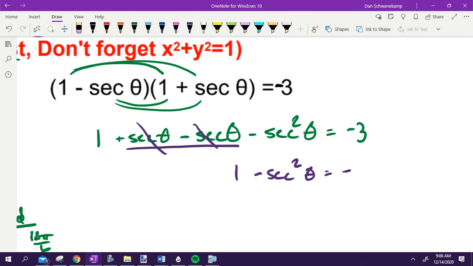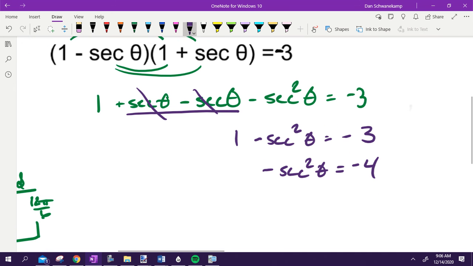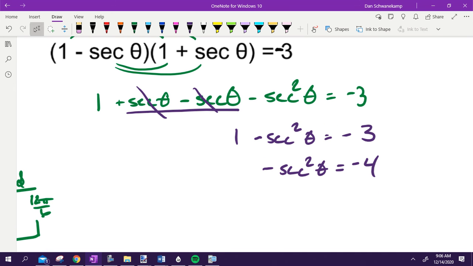I'm going to actually write it like this first just because I can. But it's 1 minus 1, and then we're going to move it over. Negative secant squared theta equals -4. I'll show you why I did that in a second. Then what? Jack, what can I do next? Sure, so secant squared theta equals 4, then what? Square root it. So what am I going to end up with?